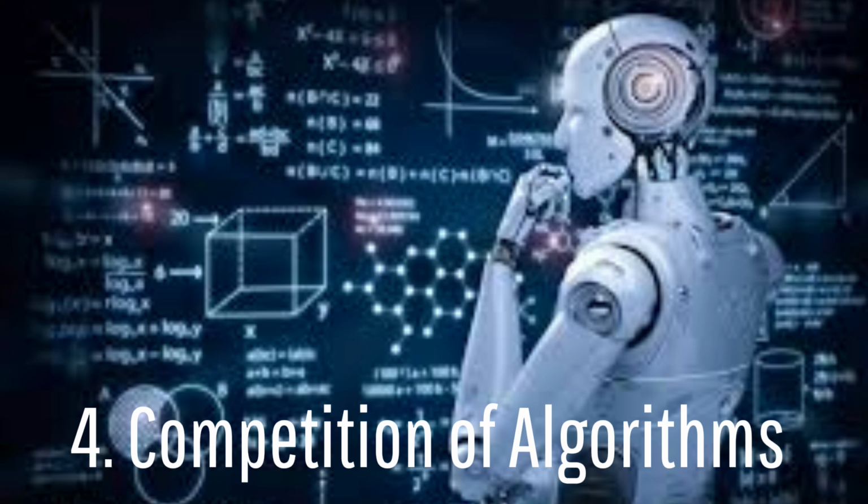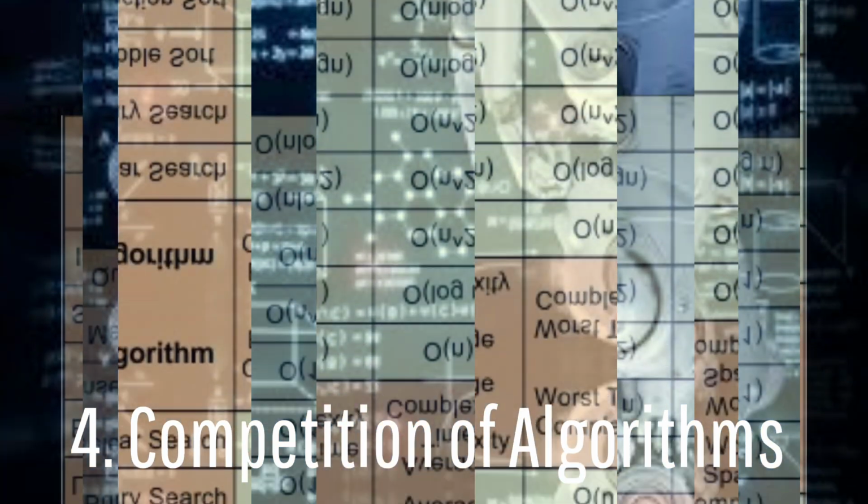Fourth, comparison of algorithms. Algorithmic complexity serves as a tool for comparing different algorithms and their efficiencies, helping developers make informed choices about which algorithm to use for a specific task based on performance metrics.